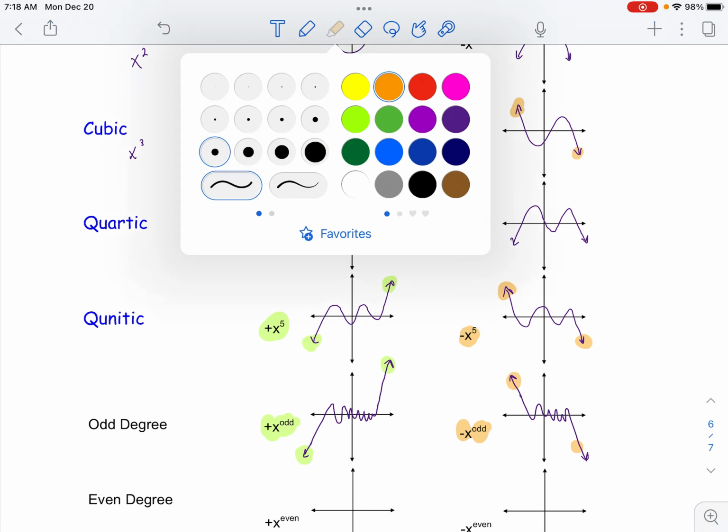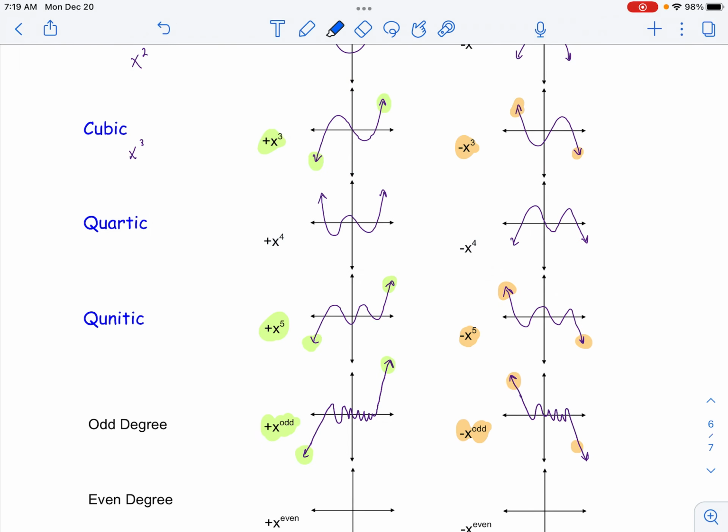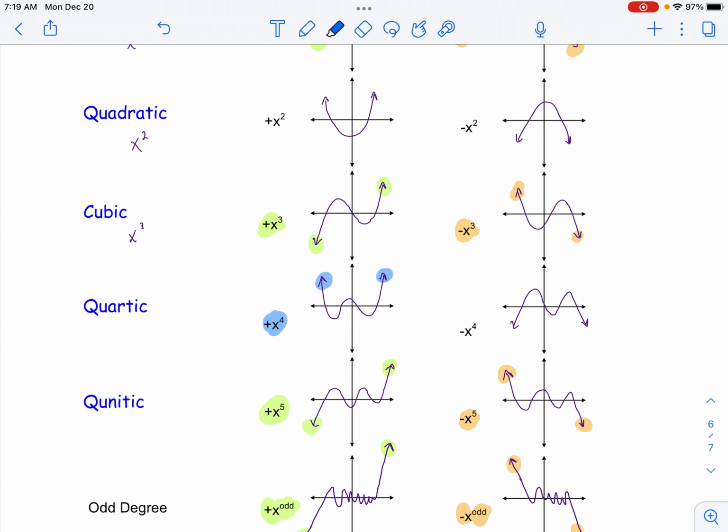If you look at, let's grab a different color here. If we look at x to the fourth, it points up for both. If we look at x to the second, it also points up on the left and right. And if we look at negative x to the second, it points down on the left and right. Negative x to the fourth points down on the left and the right.